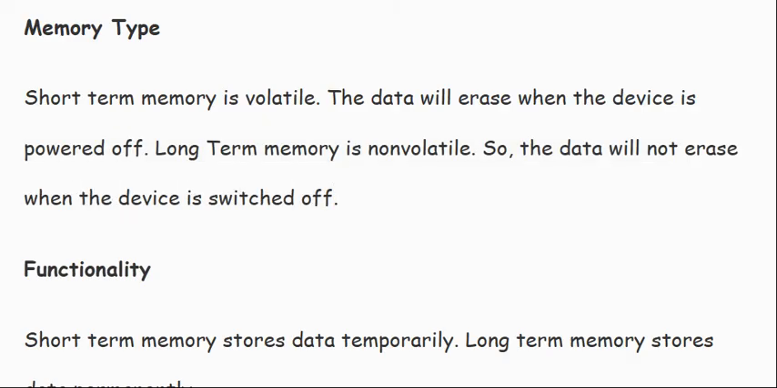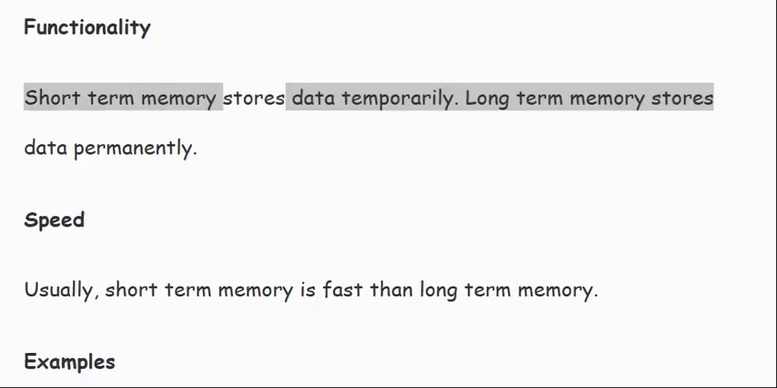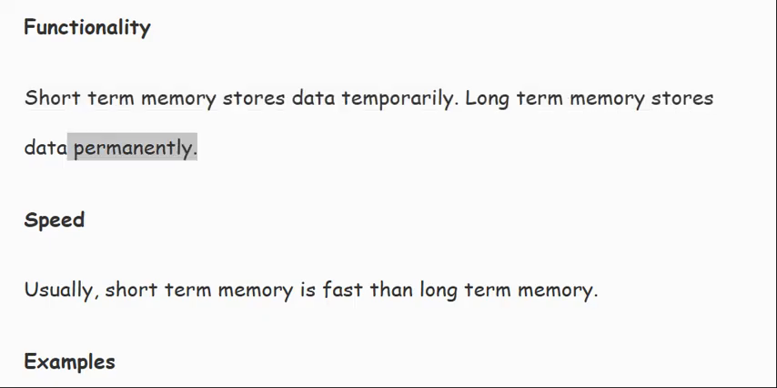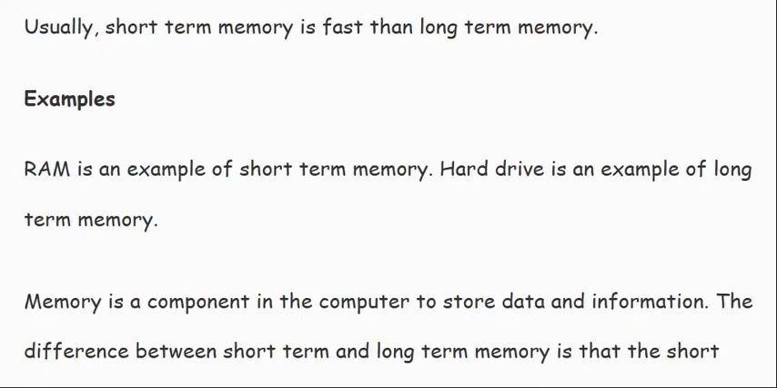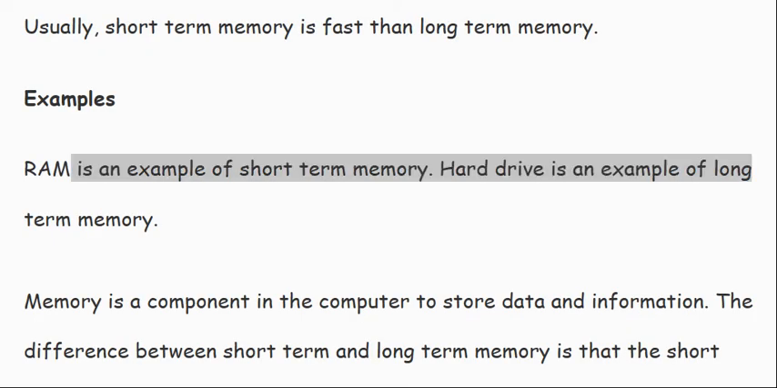Functionality. Short-term memory stores data temporarily. Long-term memory stores data permanently. Speed. Usually, short-term memory is faster than long-term memory. Examples. RAM is an example of short-term memory. Hard drive is an example of long-term memory.